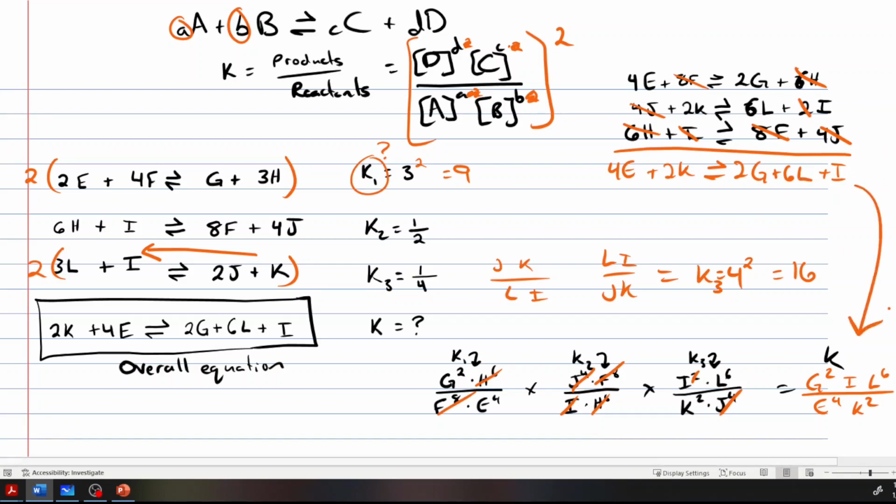And we look, E to the 4th K squared, J squared, L to the 6th I, that's what we want for our K. So understanding what equilibrium is, really focusing on this being the equation for K, allows you to manipulate it a lot easier.